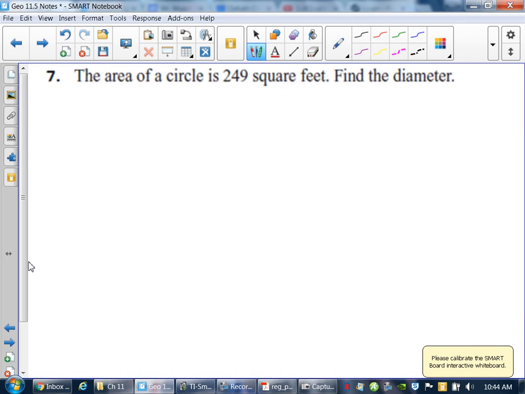Let's work backwards again. The area of a circle is 249 square feet. What's its diameter? Okay. So if they're giving you the area of a circle, what formula do you think you should probably write down?